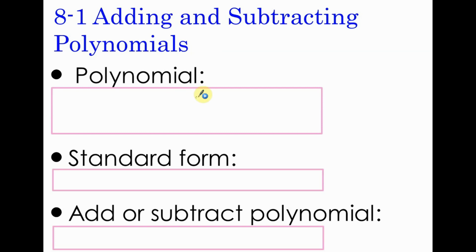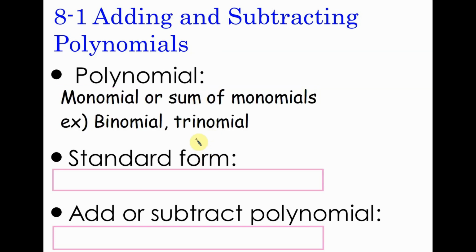To begin with, a polynomial is a monomial or sum of monomials. When you have two monomials, we call it a binomial. If you have three, it's a trinomial. If you have more than three monomials, they don't have any specific names, so we just call them polynomials.